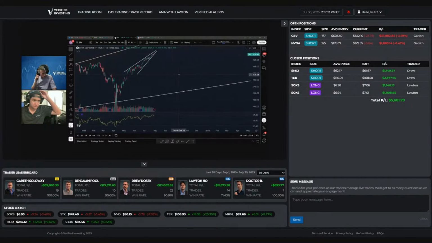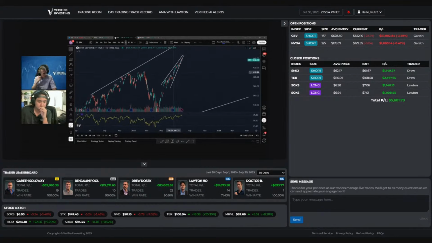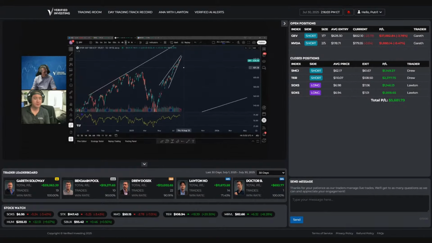So yeah, I'd keep an eye. This is a very simple trend line for everybody to draw, or wedge for everyone to draw. I would draw this on your chart, keep an eye on this, and we'll see what happens.